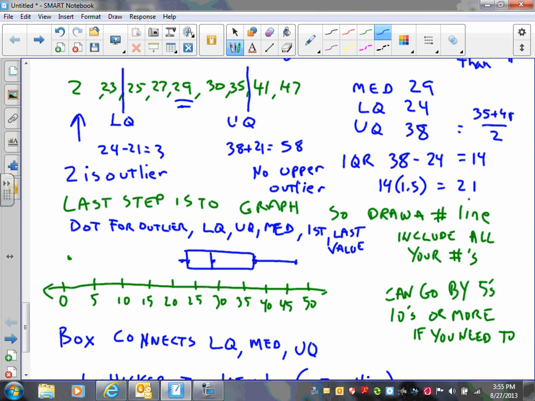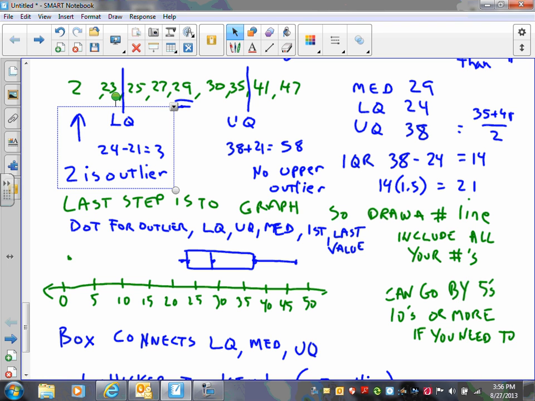So then I do that last step. I take 1.5 times, I got to find my interquartile range. 38 minus 24 is 14. Then I take 14 times 1.5, I get 21. My lower quartile is 24. 24 minus 21 is 3. So this 2 is an outlier. I go 38 plus 21 for my upper quartile to see if I have an outlier up there. 58 is the number. But my biggest number is 47, so I don't have an upper outlier.